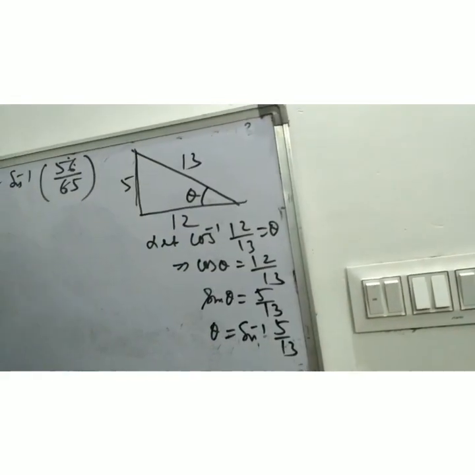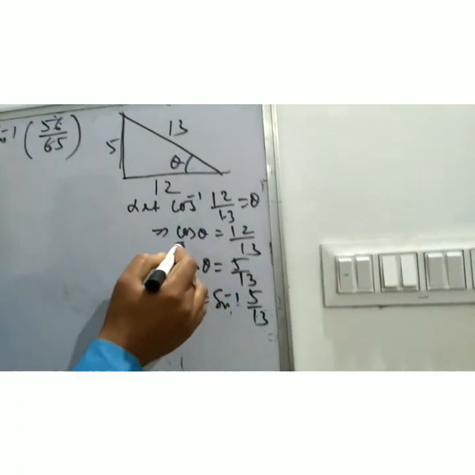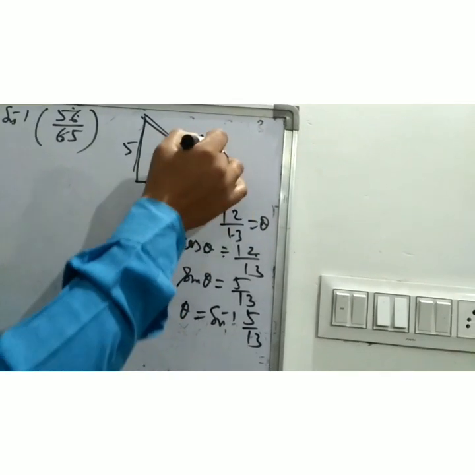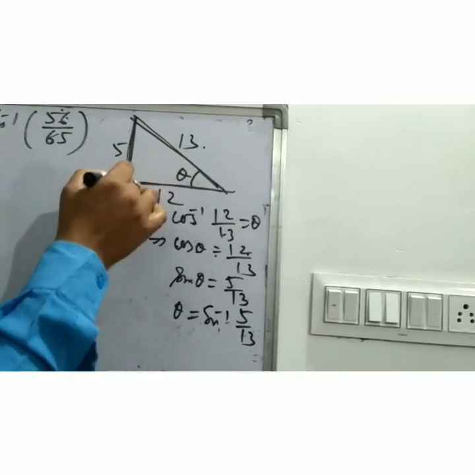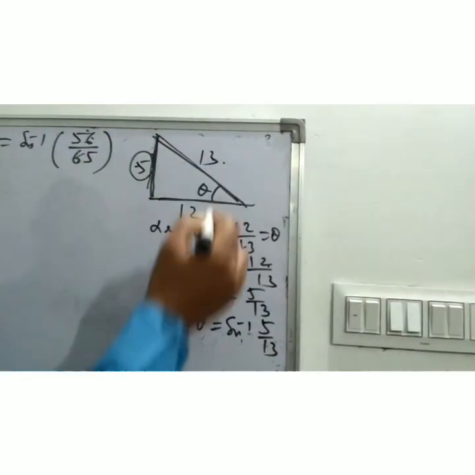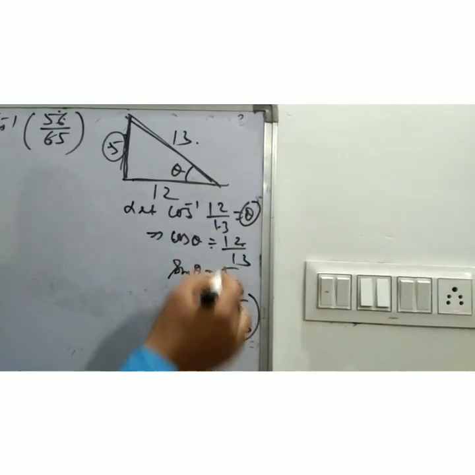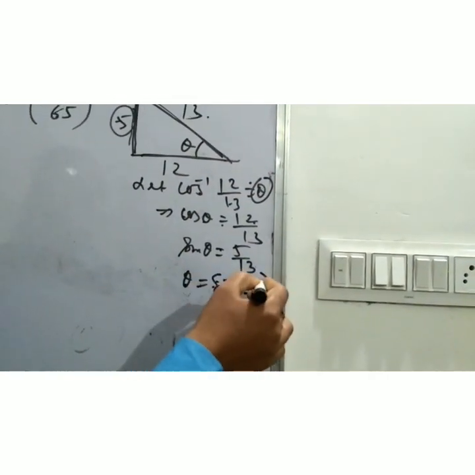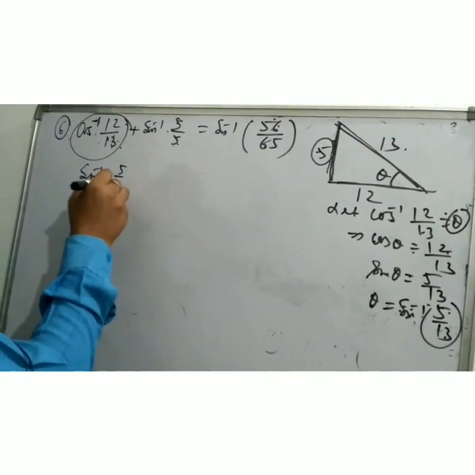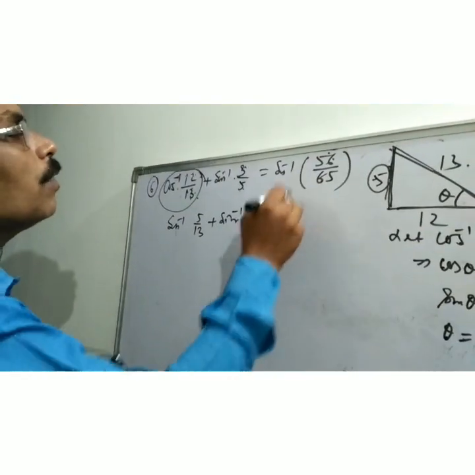Given cos inverse 12 by 13, I consider cos inverse 12 by 13 equal to theta. So cos theta is equal to 12 by 13. So the base will be 12 and the hypotenuse will be 13. Obviously, using the Pythagoras theorem, the other side will be 5. Then sin theta is equal to 5 by 13, so theta is equal to sin inverse 5 by 13. So in this place I can put sin inverse 5 by 13. Now it will be sin inverse 5 by 13 plus sin inverse 3 by 5. You can easily find the value now.